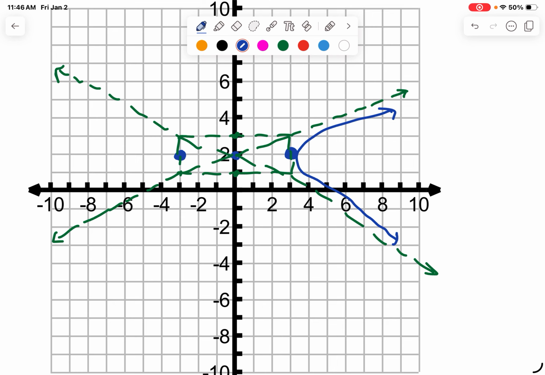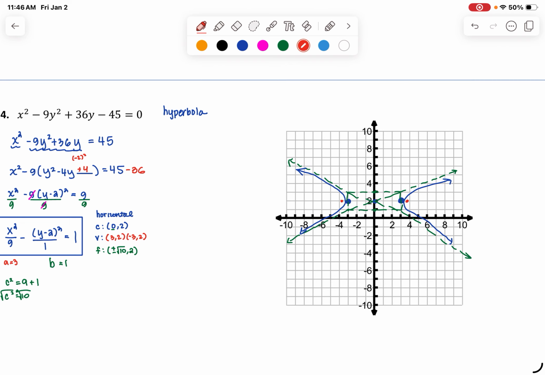My foci are root 10 units from my center. Root 10 is a little bit more than root 9, so it's 3 point something. And the graph is done, so this is approximately 3 point something.